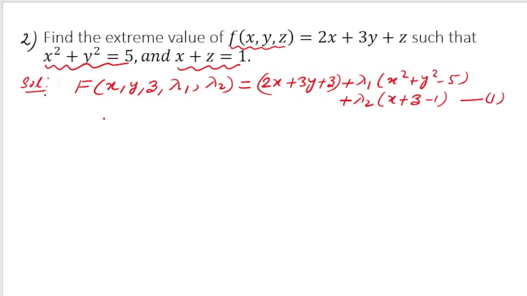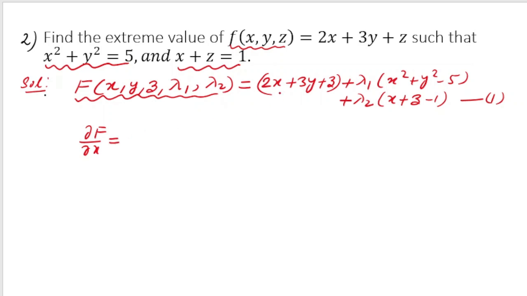Next thing is that we need to find the auxiliary equations. So the auxiliary function I need to differentiate with x, y and z respectively. So for the extremum value, I find del F by del x.